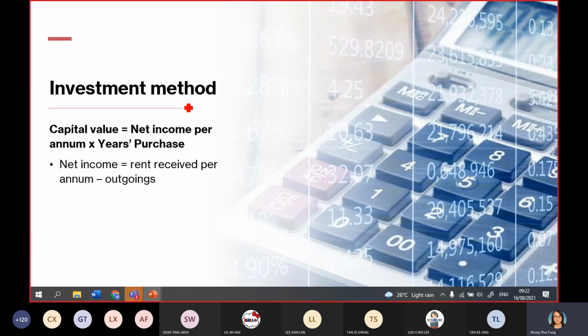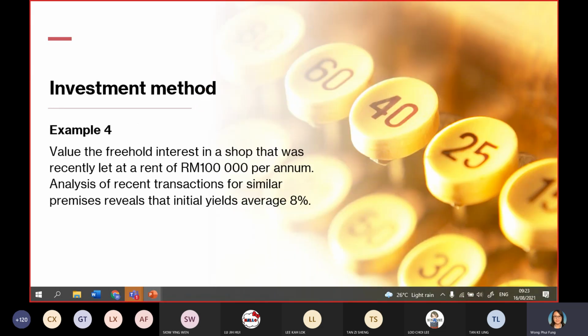Okay, moving forward, the last one is the investment method. The investment method we learned before is actually regarding the yield. Okay, how you get the yield is you use the annual rental divided by capital value. So the investment method basically is to calculate the yield, the annual rental and also the capital value. Say for example, value the freehold interest. Freehold interest means capital value.